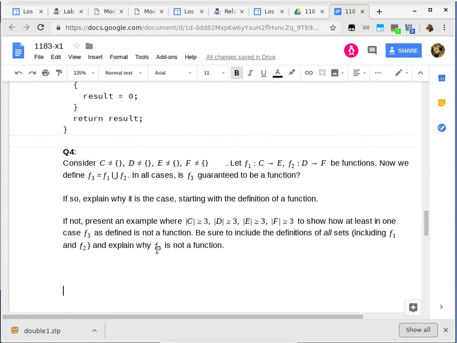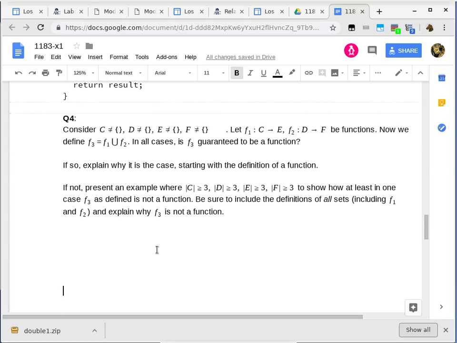Question number 4. We still have some time, so we're good. Question number 4 is asking, consider C is not an empty set, D is not empty. Oh, so C, D, E, and F are all non-empty. I'm defining F1 as a function where C is the domain and E is its codomain. I'm defining F2 where D is the domain and F is the codomain. So are we okay so far? We have 4 sets, non-empty.